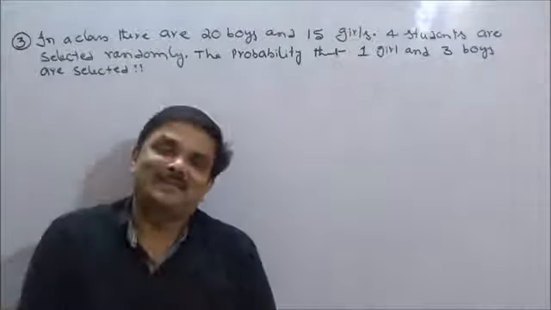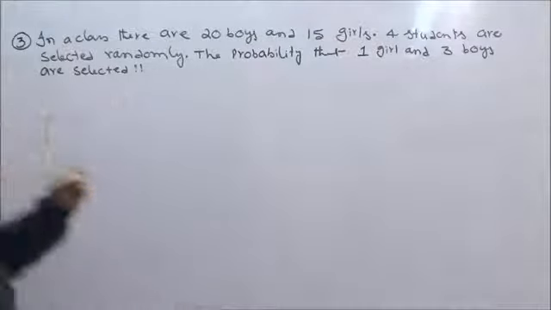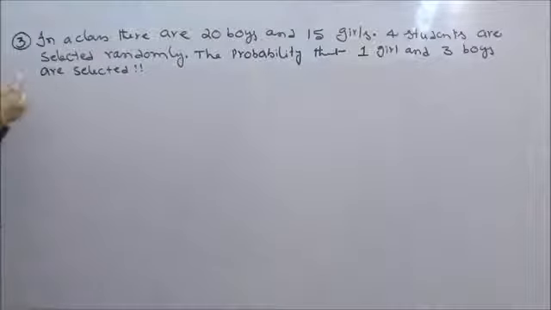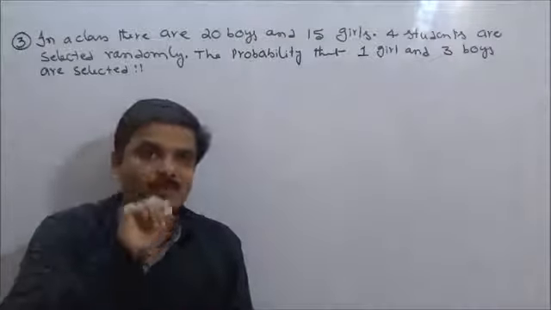It's a simple question, students. In one step, you should answer this one. Alright. Here what is given. In a class, there are 20 boys and 15 girls. 4 students were selected randomly. The probability that 1 girl and 3 boys are selected. Right? Simple one. In one step, you can say first one.